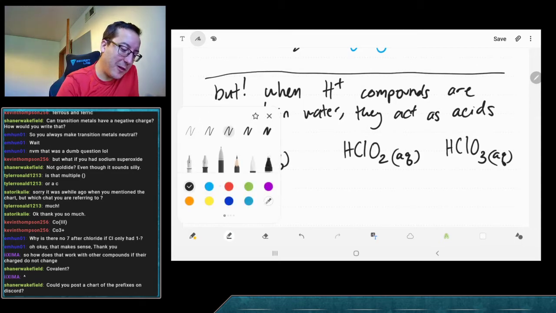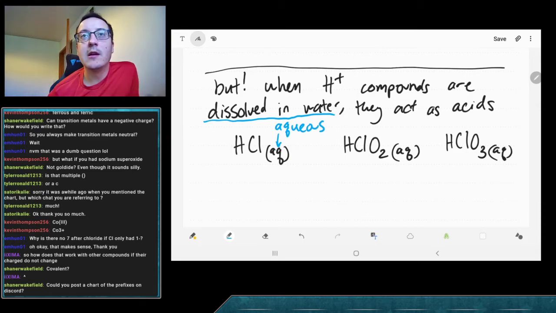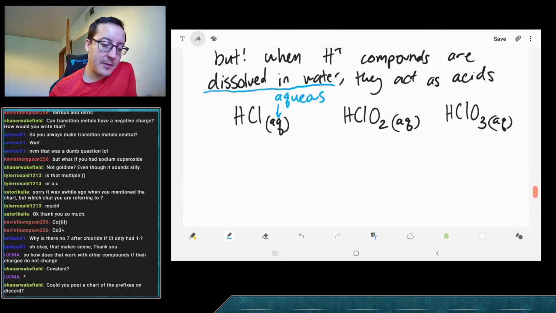This AQ that you see me writing here is aqueous, which means dissolved in water. So if we want to distinguish something as an acid, we will write AQ next to it to indicate that it is dissolved in water. And I will tell you the names of these.